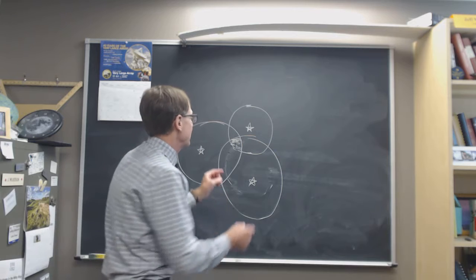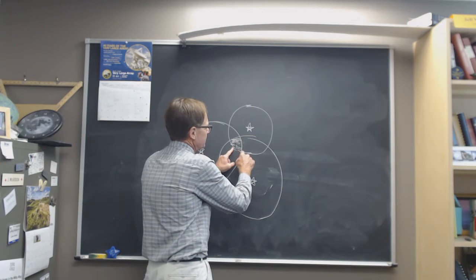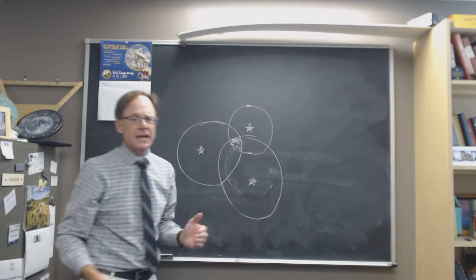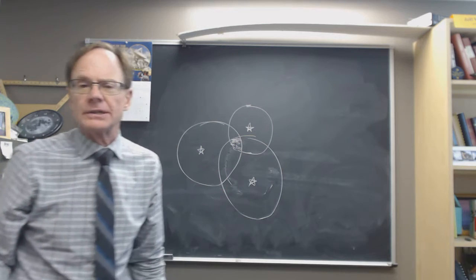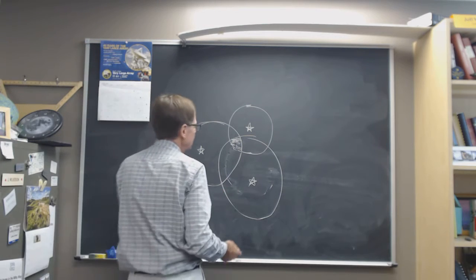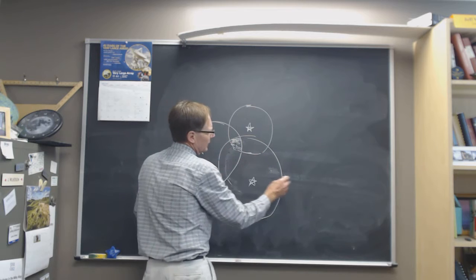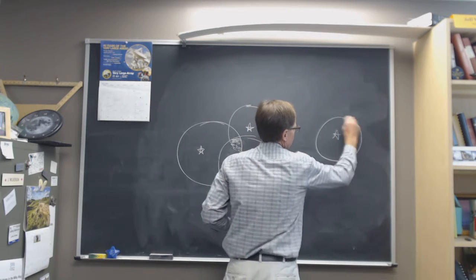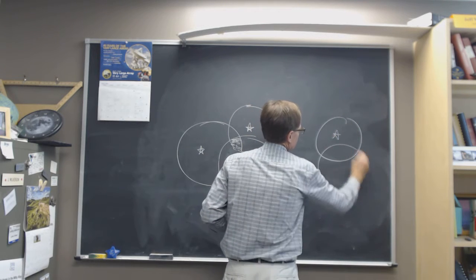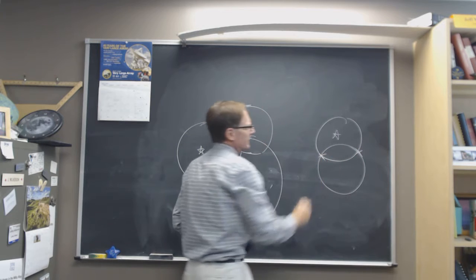You could do this with just 2 stars. You could do this with just these two stars, if you do really good sketches, and you should draw really good sketches as you go out and do this, take as much information down as you can. If you just had these two stars, I'll redraw that over here, then you have a crossing point there and a crossing point there.